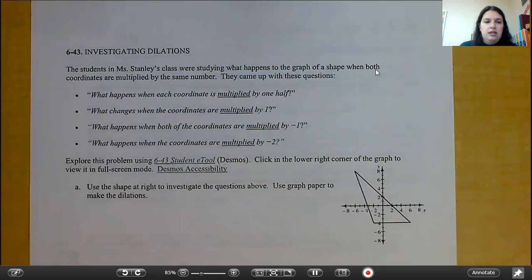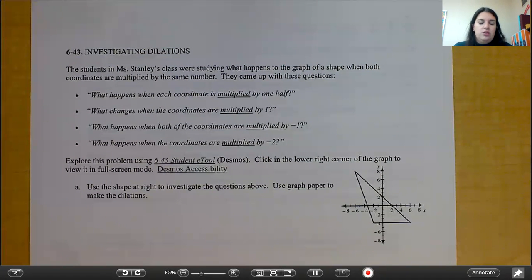643 says investigating dilations. The students in Miss Stanley's class were studying what happens to the graph of a shape when both coordinates are multiplied by the same number. They came up with these questions. What happens when each coordinate is multiplied by 1/2? What changes when the coordinates are multiplied by 1? What happens when both of the coordinates are multiplied by -1? What happens when the coordinates are multiplied by -2?